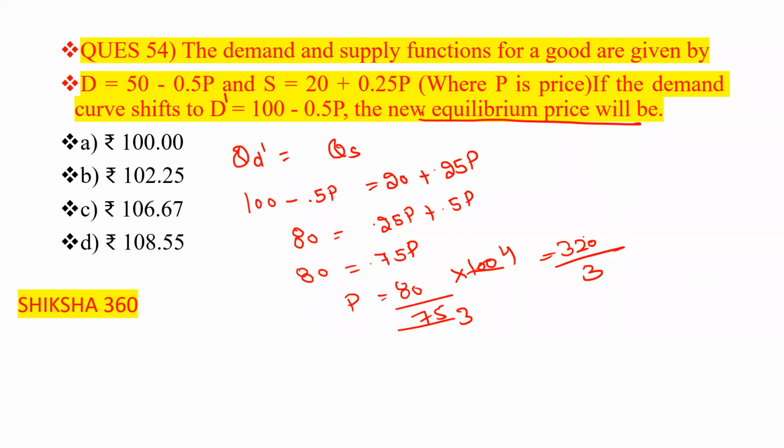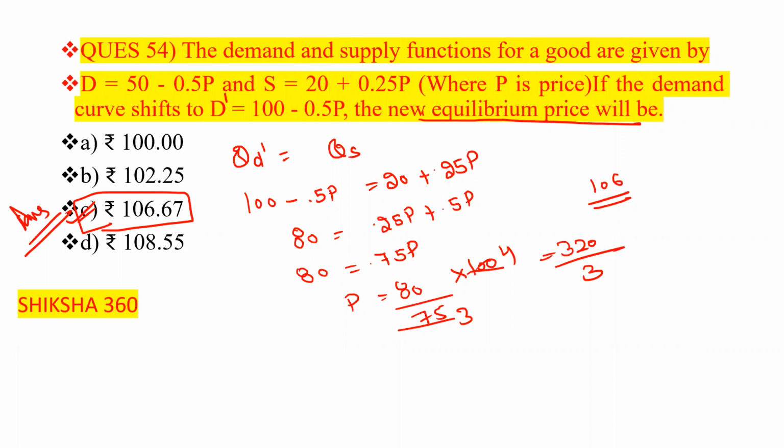So when we solve this, it is approximately equal to 106.67. Clear? 106.67 is the answer. So please tell fast. Overall, this is a very easy case study. Is it clear to all of you or not? I expect this point is clear to all of you.